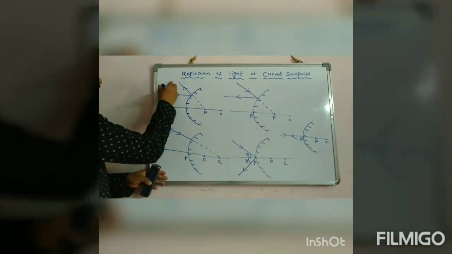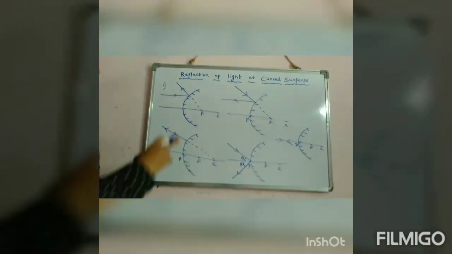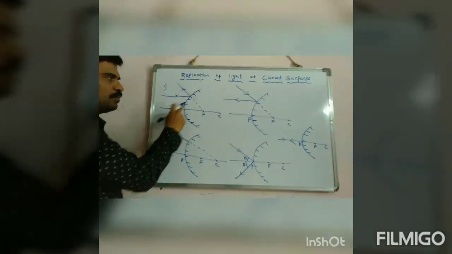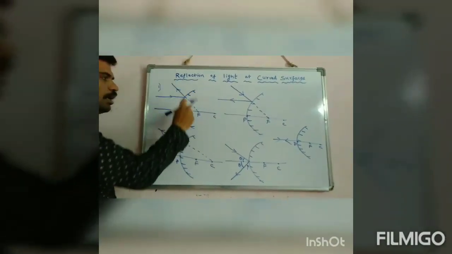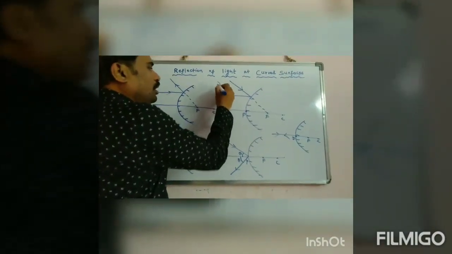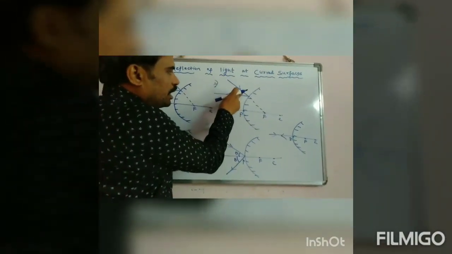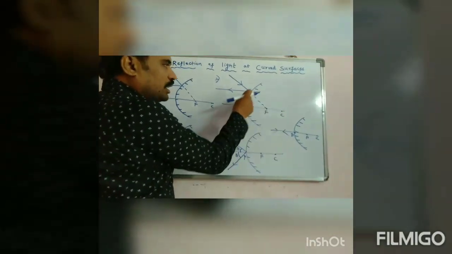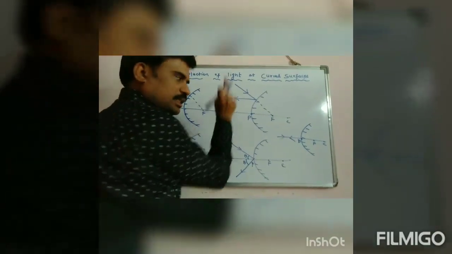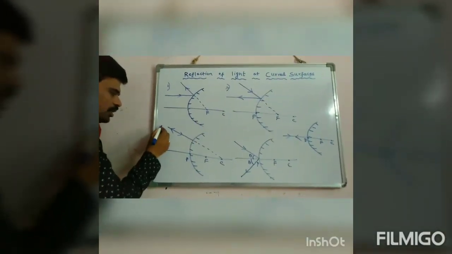Now let us see once again the first rule. The ray is incident parallel to the principal axis, then the reflected ray will appear to be coming from the focus. In the second rule, the incident ray appears to be passing through the focus, then the reflected ray is parallel to the principal axis.